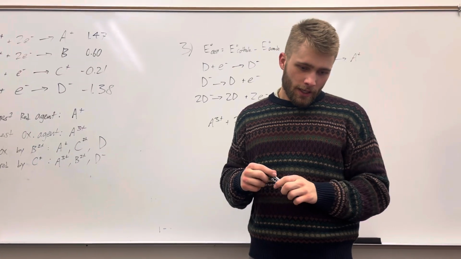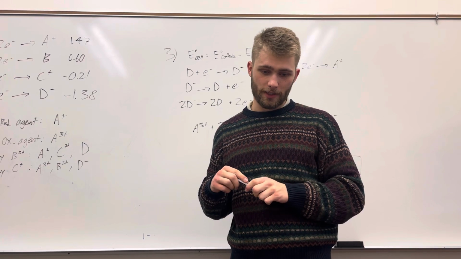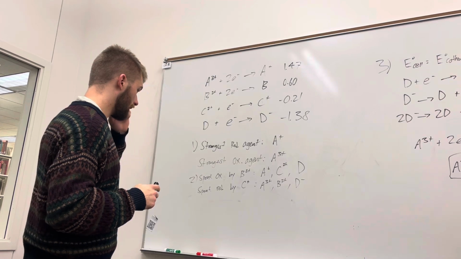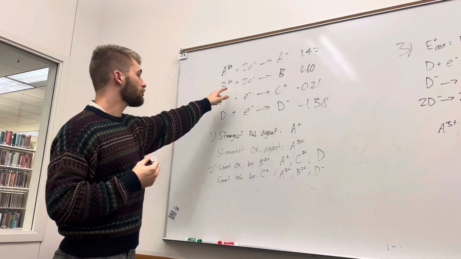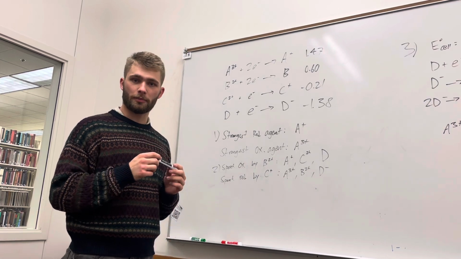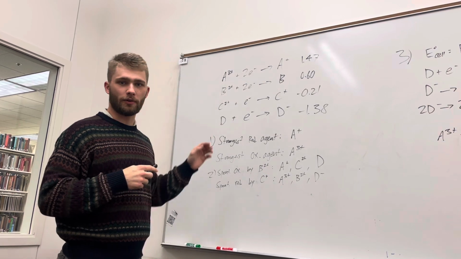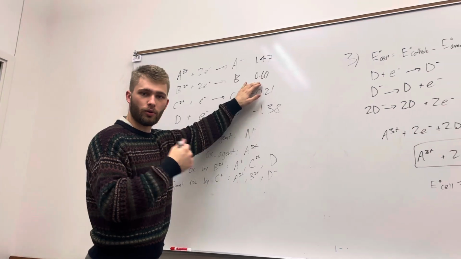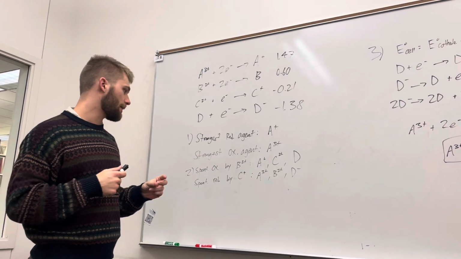Question 2 asks, which substances can be spontaneously oxidized by B2+ and which can be spontaneously reduced by C+? So spontaneously oxidized by B2+. If they're being oxidized, that means B2+ is being reduced. So we can look at B2+'s reduction potential, and everything that has a lower reduction potential than that is going to have its electron taken and B2+ is going to get it. If that makes sense, since this is a 0.6 reduction potential, that's how much pull it's giving out electrons. So anything with a weaker pull is going to be oxidized by B2+.